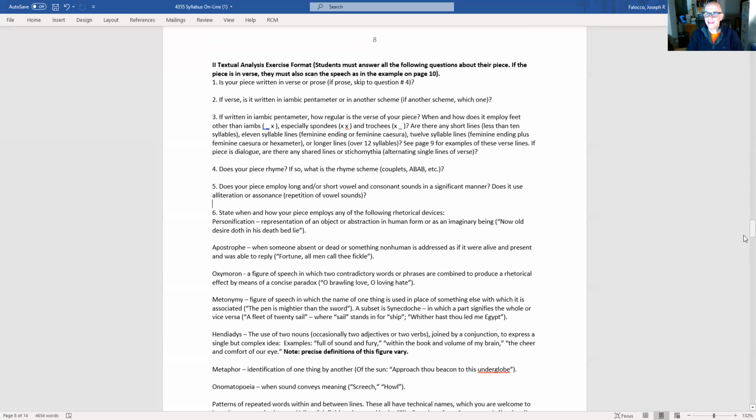A, I, E, the typically American vowel, those are short vowel sounds, and especially the schwa vowel. You can have whole conversations in American English just using the schwa vowel. Hey, how are you? I'm good, how are you? Okay? So long vowels and short vowels. Now it does not ask, are there any long vowels and short vowels? Because there always will be. It asks, does it use long and/or short vowel and consonant sounds in a significant manner?